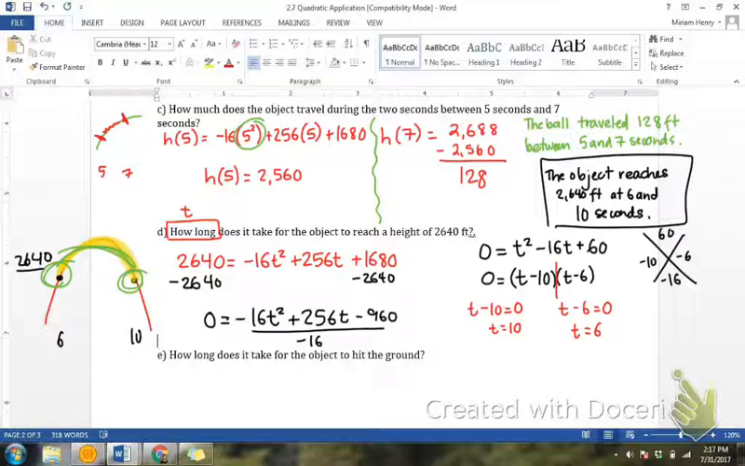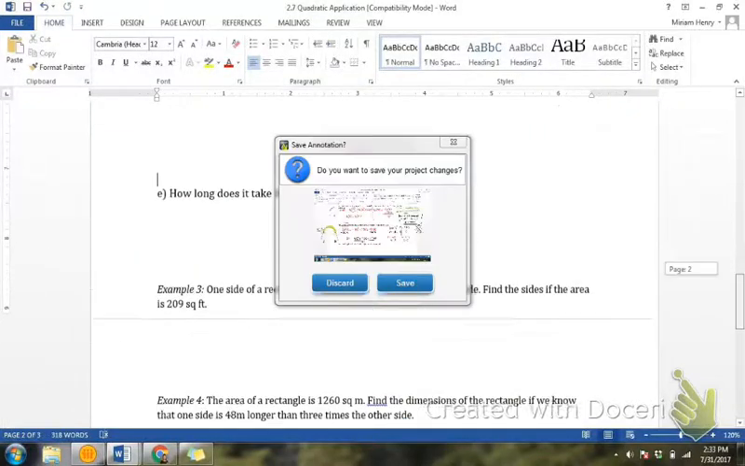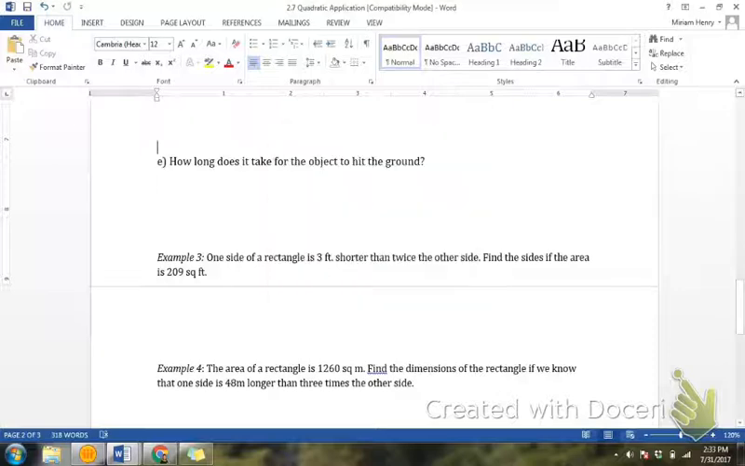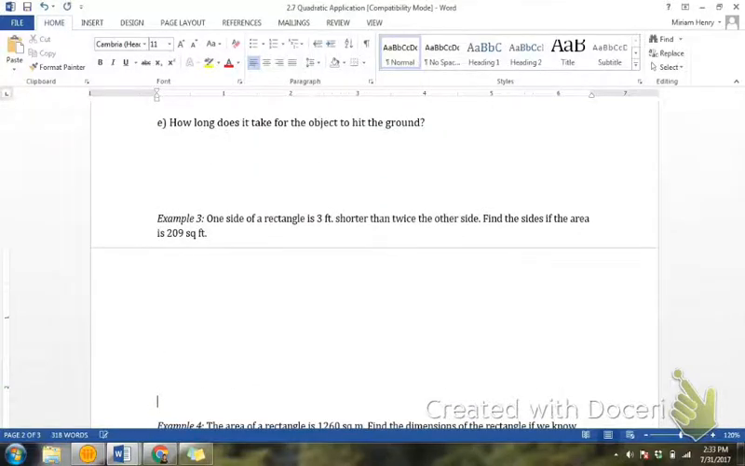In fact, I want you to try letter E on your own based on letter D that we've already done. Letter E says, how long does it take for the object to hit the ground? We've already done one like that. 1D is exactly like 2E. So I'd like for you to take a few minutes and solve part E based on the example 1D. If you're watching the video, go ahead and press pause.